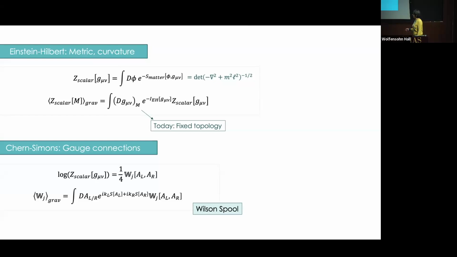The object that will do the job for us is something that we call the Wilson spool, which will be clear why I'm calling it a spool, which is also loops backwards. I will then tell you how to compute the metric fluctuations, how to do it in terms of functions of these connections. For today, I'm only going to do this gravitational path integral on a fixed topology, but if I have time at the end, or you can just ask me after, we can also talk about what happens when you change the topology.